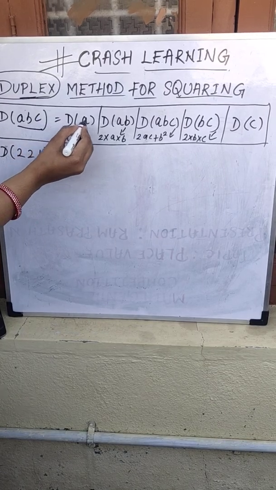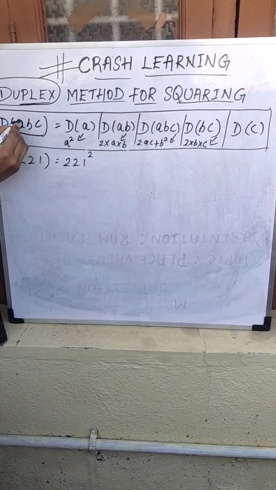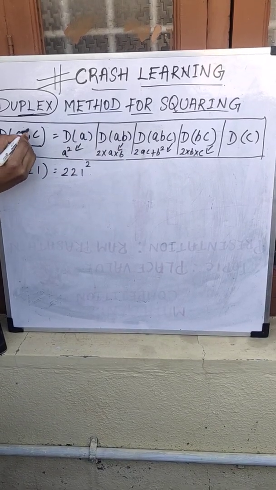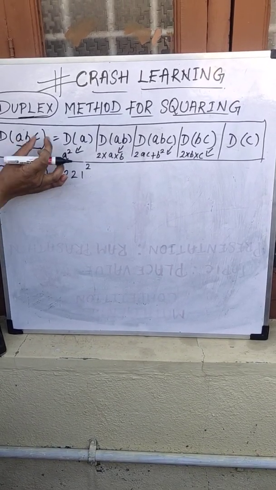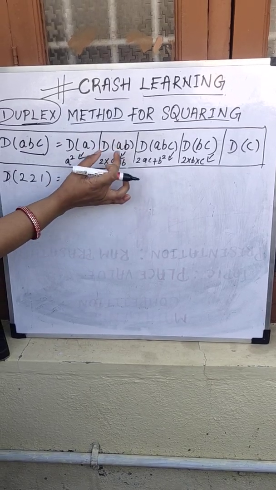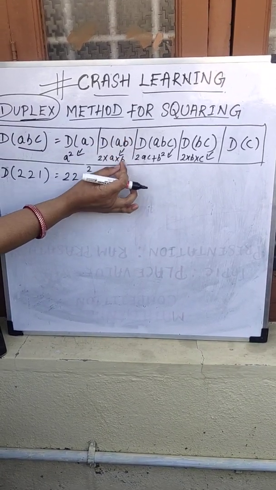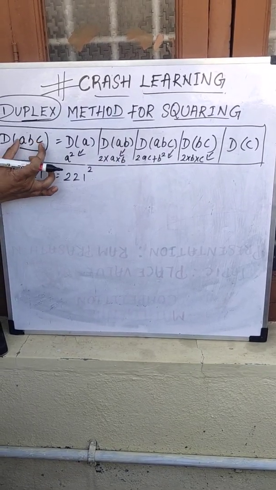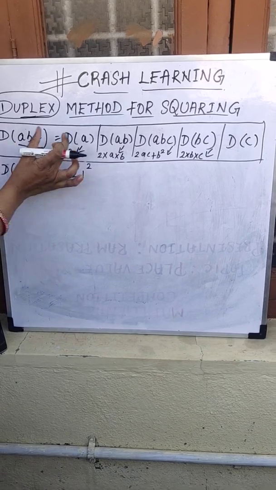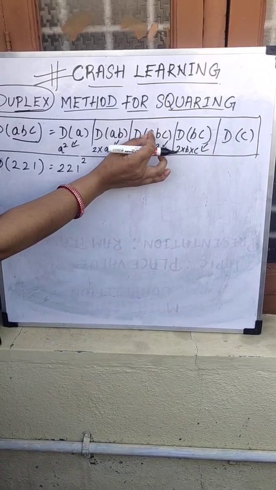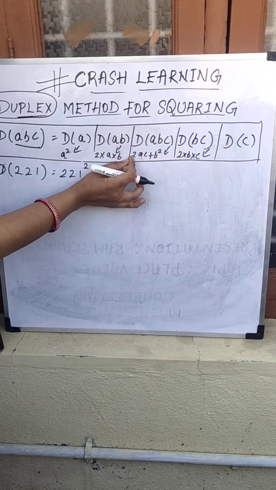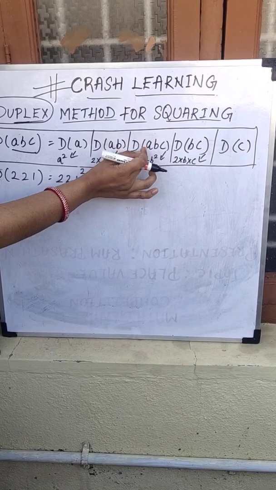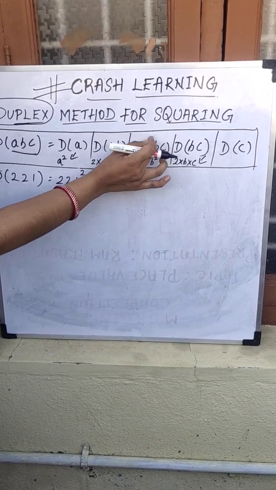First write the duplex of A, which means we need to square A. The next part, the duplex of AB. Duplex of AB means we need to take the product of A and B, and that should be multiplied by 2, so 2 into A into B. And then we need to take the duplex of ABC. Here we take the product of A and C, multiplied by 2, and B should be squared and added. So 2 into A into C plus B square.